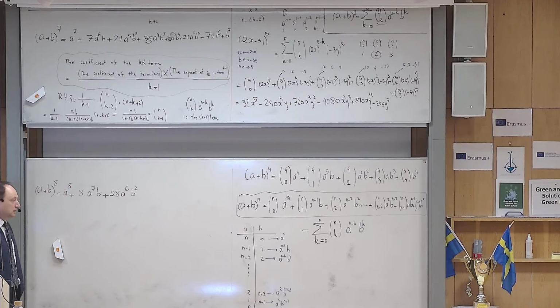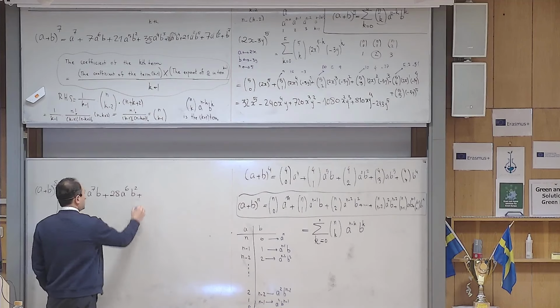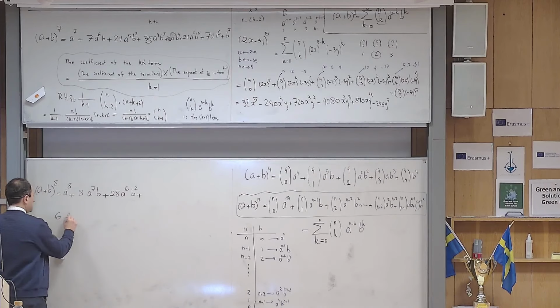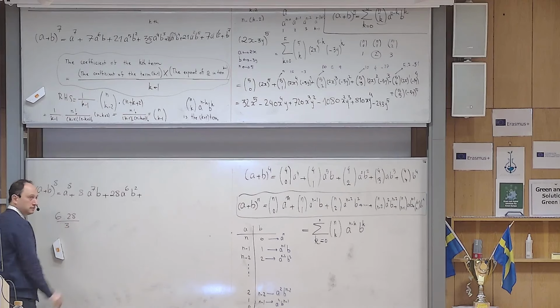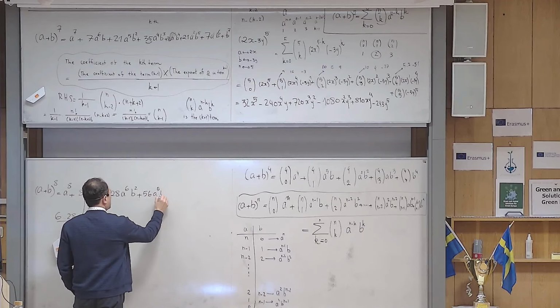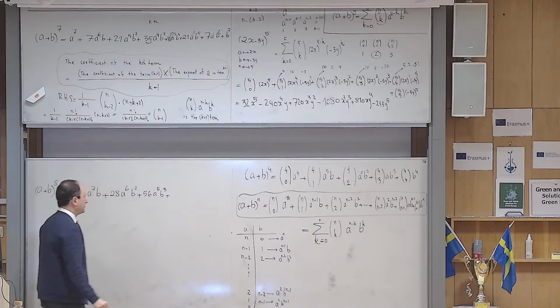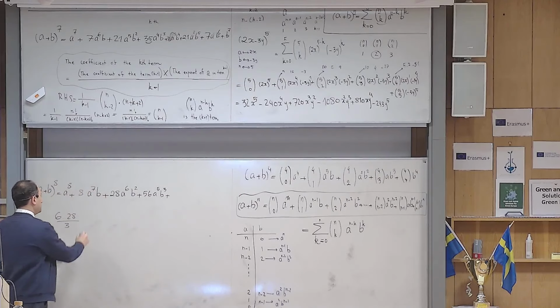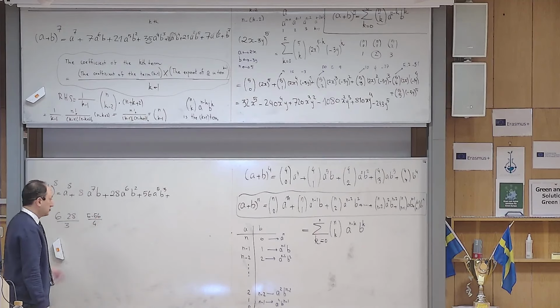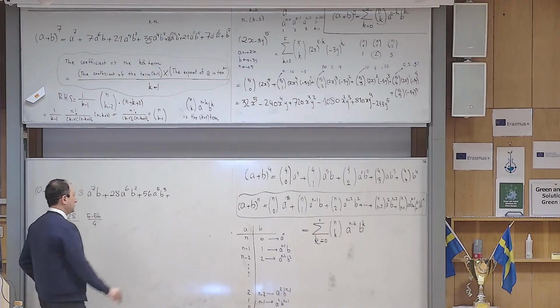Yes? The next one is what? Can you see that in your head? 6, you don't need to multiply: 6 times 28 divided by 3. So this becomes 56, a to the power 5, b to the power 3. What is the next one? 5 times 56 divided by 4. This one and that one 14, so 70, yes?